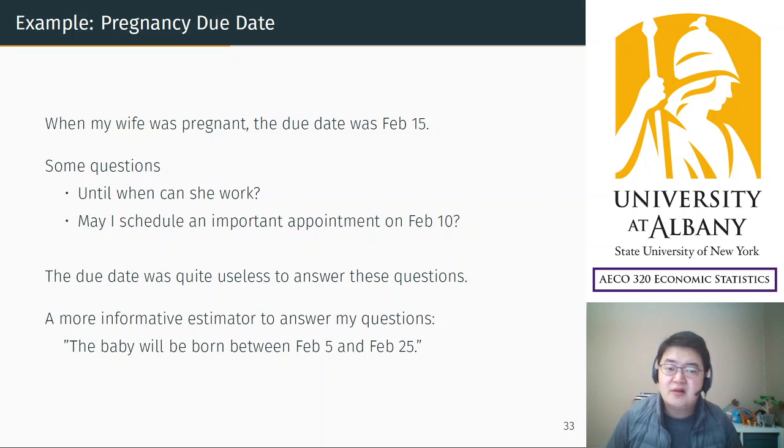So a better way, if possible, to give me that information about when the baby will be born is like this. If the doctor could have said this to me, then it would have helped me a lot. Like the baby will be born between February 5 and February 25. Somewhere in this interval.